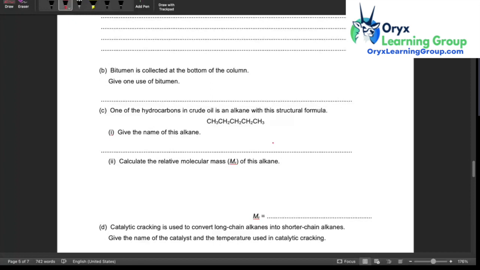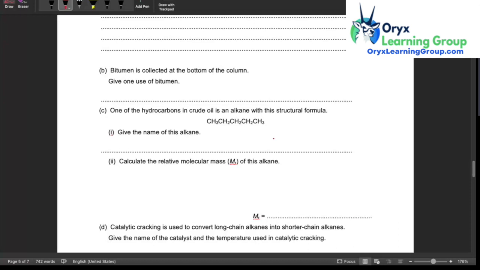Do you know the use of bitumen by any chance? Maybe road surfacing or something. Correct, that's right. It is used for road surfacing and roofing. Very good. So please remember that table. I think your teacher has already shared it with you. Remember the table which has the number of carbon atoms in each component and then the use. That will definitely come.